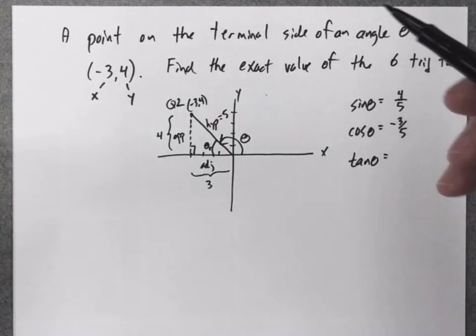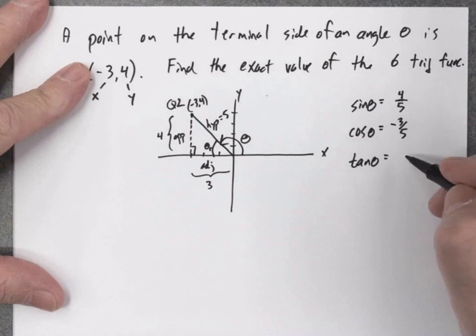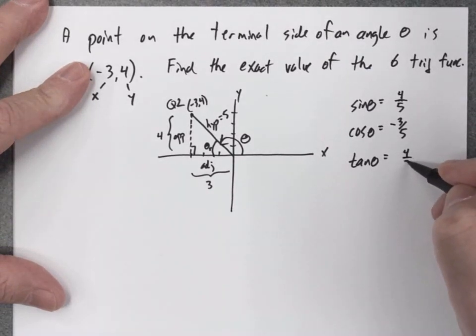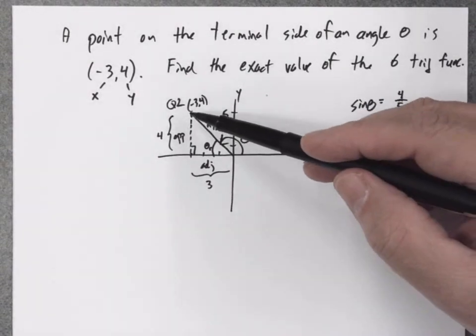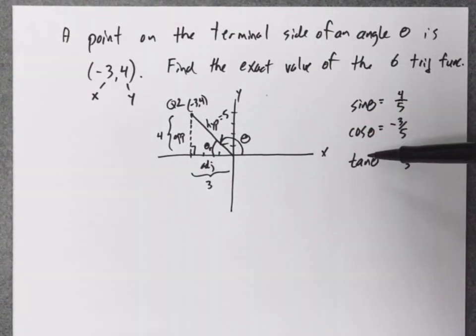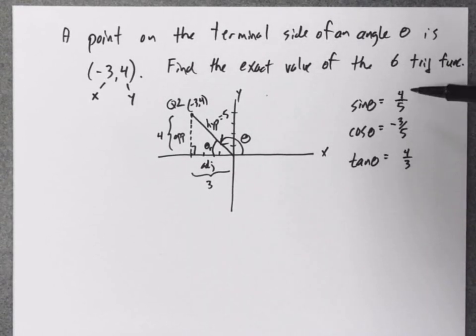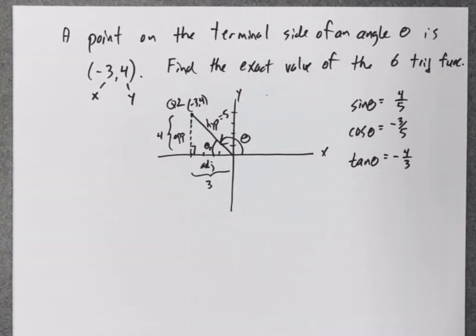Tangent, so-called TOA, opposite over adjacent. The number is 4/3. Now, what is tangent in quadrant 2, positive or negative? Well, since tangent is sine over cosine, and sine's positive and cosine's negative, positive divided by negative is going to be negative. Tangent is actually negative in quadrant 2.